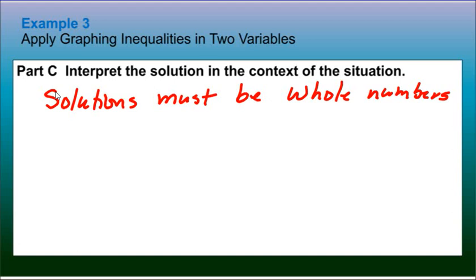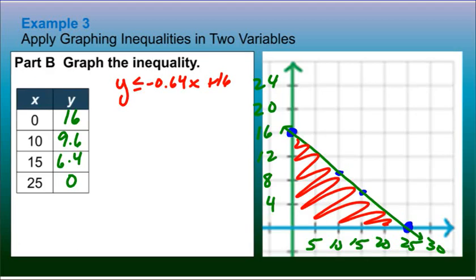So one possible solution could be I could buy 10 bottles of water and 8 sports drinks, and that would still be in here. So like if I were to go back to here, 10 sports drinks and 8 bottles of water, that would work. I could do 5 sports drinks and 4 bottles of water. So you just can't buy part of something. You can buy whole parts, but as long as it's in the shaded part, that would be your solution.